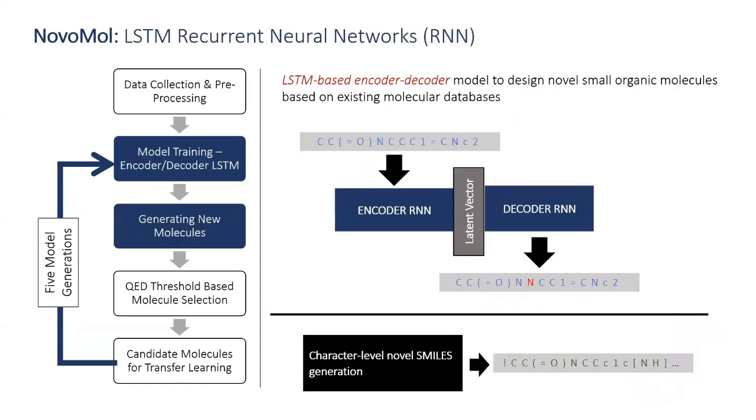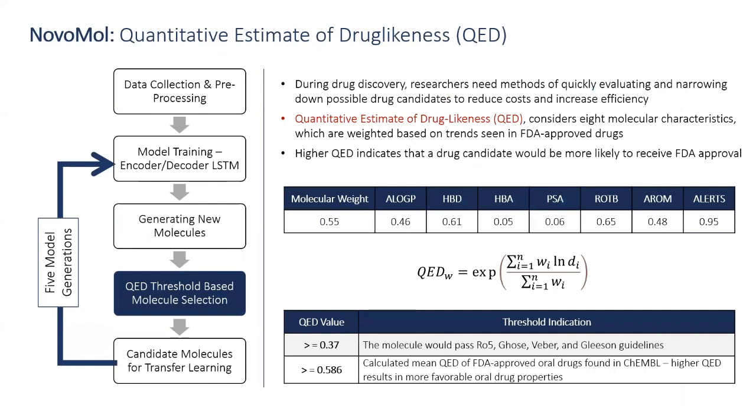Then, I train an LSTM-based encoder-decoder model to learn from this data set and then design novel small organic molecules in this SMILES string notation. And this model designs these novel molecules character by character, and these molecules could be used in the future as drug candidates. However, in order to sort through all the generated molecules that our model creates, I used the quantitative estimate of drug likeness, which is a metric used to determine how favorable a drug's molecular properties are.